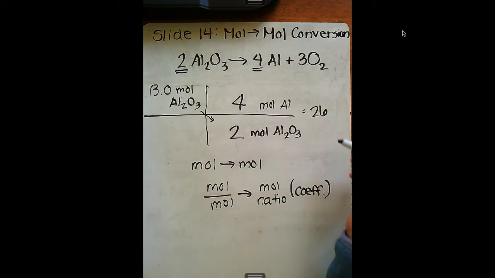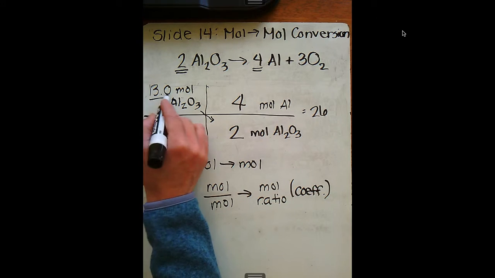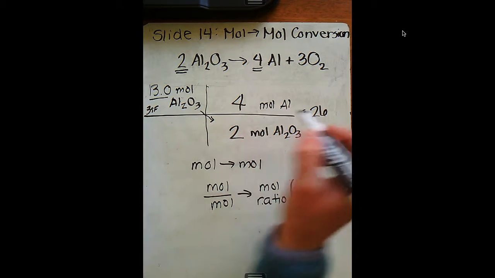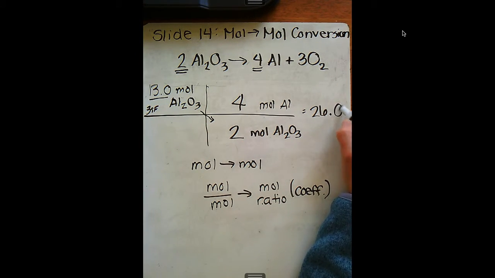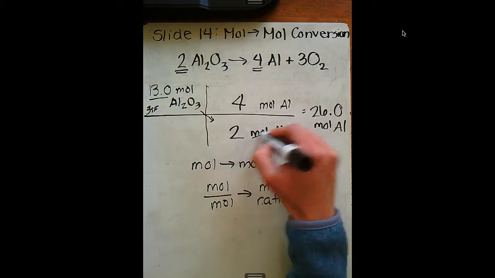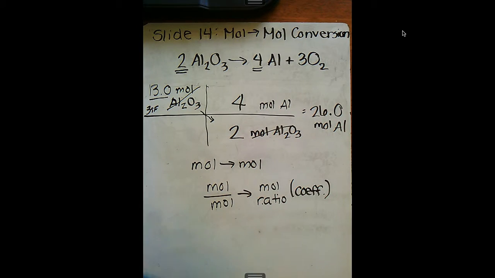It doesn't matter which way you do it, guys. Look at the original here. We see 3 significant figures, which means our answer needs 3 significant figures. So I'm going to add a decimal and a 0. And don't forget to always, always, always include your units. That 26.0 means nothing unless you're telling us what it is. It's moles of aluminum. Our units have canceled, and that would be your final answer.